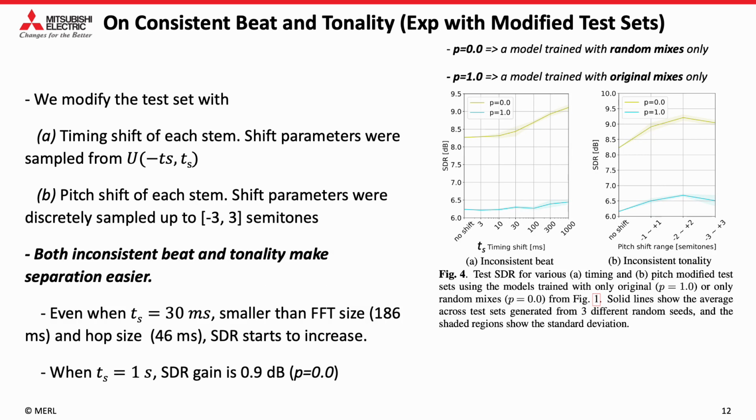Here we did an experiment with modified evaluation sets with timing shift and pitch shift of each stem, so that each test sample can have inconsistent beat and tonality between stems. We found that both inconsistent beat and tonality make separation easier. As you can see in the figures, as the amount of shift gets bigger, the scores increase on the same pre-trained models.